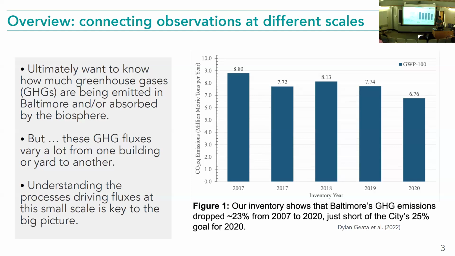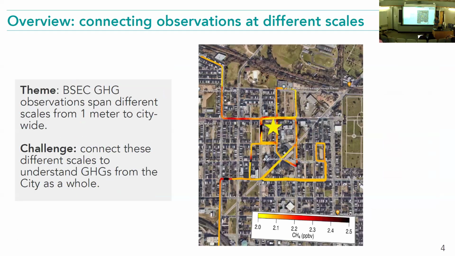And so understanding these processes or fluxes at small scale is arguably really important to understanding what's happening at the big scale. And so, like I mentioned, one theme among this group is that we've got different observations that really span from the meter scale up to the entire city scale. And I think a goal or challenge is for us to connect these different scales together.